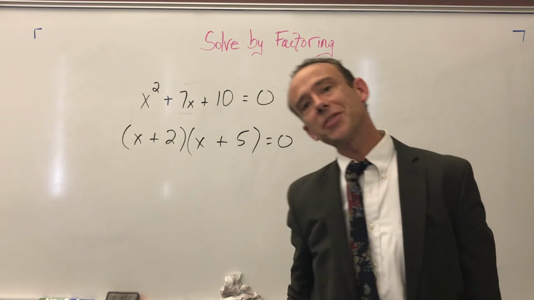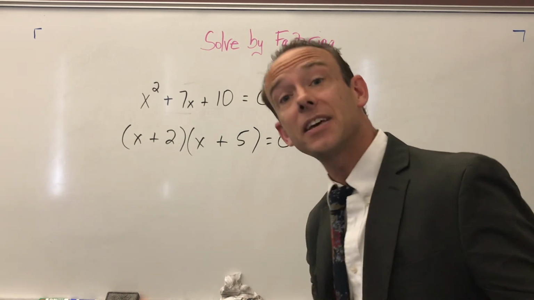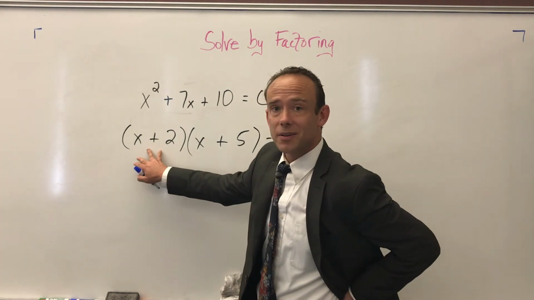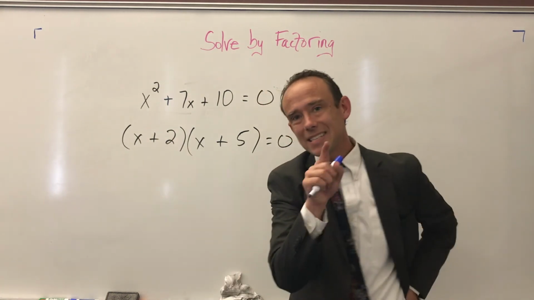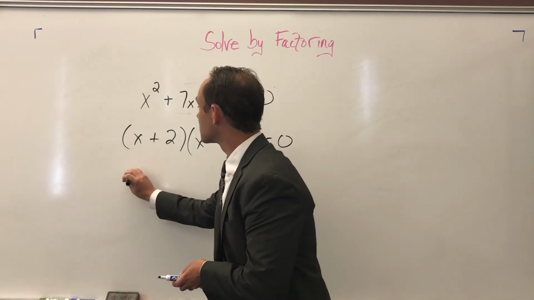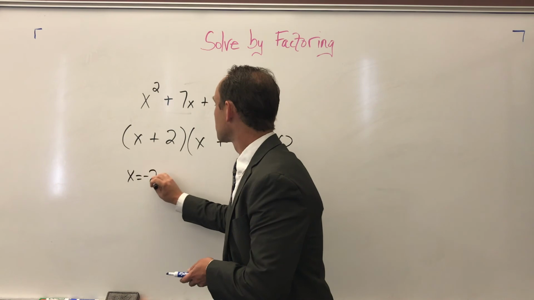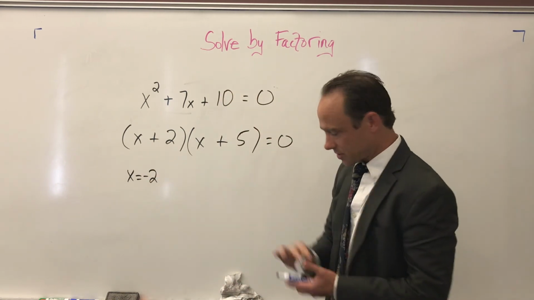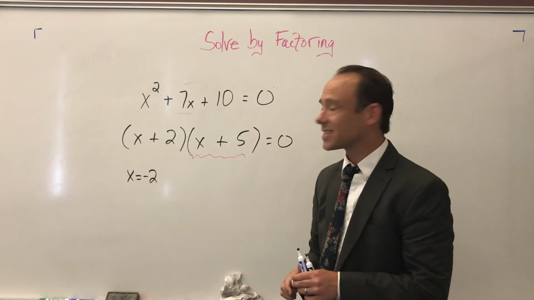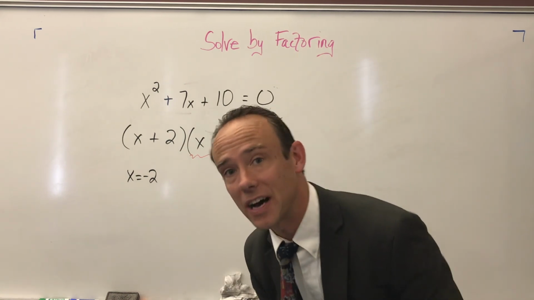And the only reason I brought this up is this is the one where you're going to have negative answers, right? Because what makes this 0? It's not positive 2. It's negative 2. Right? Negative 2 is what makes this one equal 0. And what makes that equal 0? And when I say that, I mean this parenthesis. Well, negative 5, not positive.